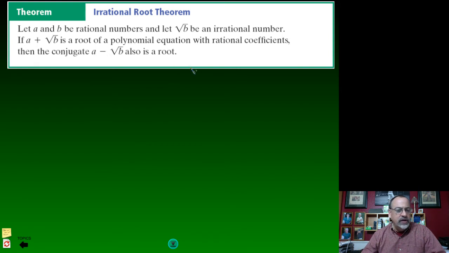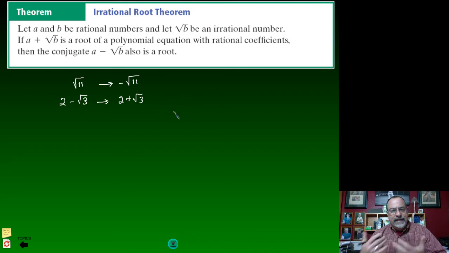So the types of problems that you'll run into, or what we'll ask you to do, is we'll give you something like, let's say if the square root of 11 is a root and 2 minus the square root of 3 is a root, what other numbers must also be roots? And you would just give the conjugate. So if square root of 11 is a root, then negative square root of 11, its conjugate, is also a root. And if 2 minus the square root of 3 is a root, then 2 plus the square root of 3, its conjugate, is also a root. Okay? So that's all there is to that. So those are always going to come in pairs.